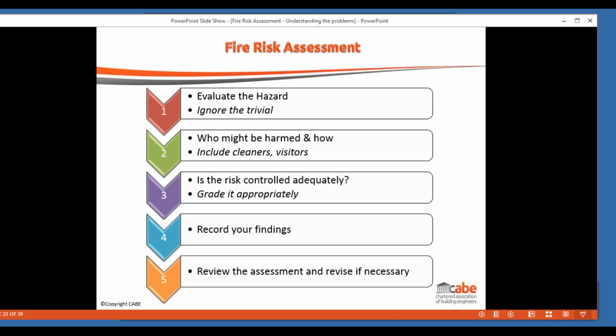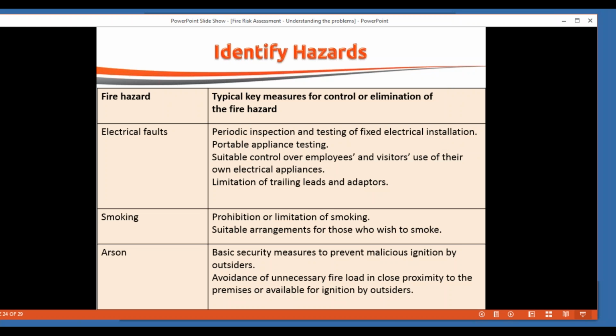So I've got some slides here to indicate some of the things that might be looked at and how we might identify some of the potential hazards. Things like electrical faults and what we might look at in terms of controls: periodic testing, restricting appliances being brought in from outside, limiting trailing leads and things like that. Practical bits and pieces that we would then try to follow through. But I'm not suggesting this is a comprehensive guide. This is an indication of what you might look at and what you might consider doing.